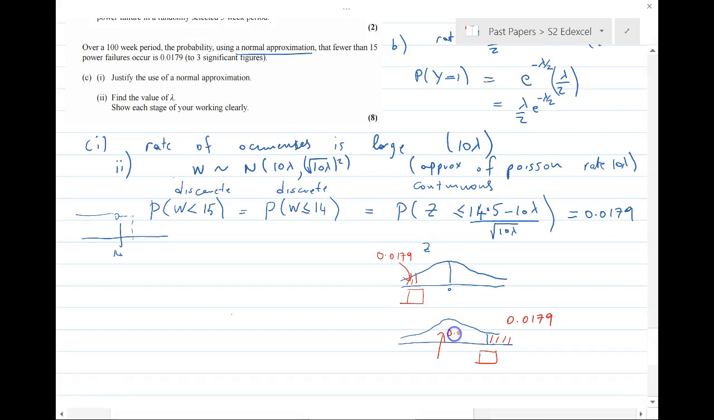Which is 0.9821. Okay, so that's 0.9821, which is what we're looking for from the table. So now we can look for that number in our table. We've done all the preparatory work, which is the difficult bit. It will be easy to find 0.9821 in the table, so let's do that.